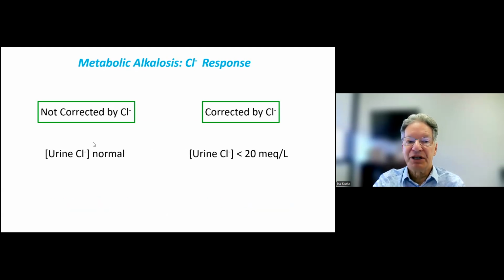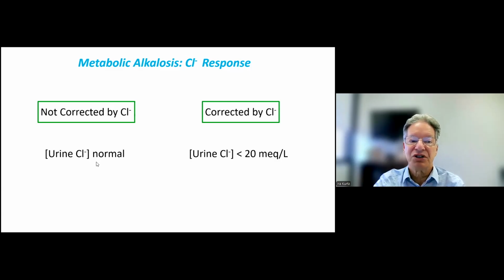We don't divide metabolic alkalosis up by anion gap. We divide it up by whether it'll be corrected by giving chloride-containing salts. And notice I said chloride-containing salts, not sodium chloride, because it's the chloride which is doing the correcting, not the cation. It's the chloride which is essential to reverse the acid-base disorder. And you could just give chloride and see what happens. But it was found that if you measure the urine chloride concentration prior to treating the patient, you can predict whether it will correct, whether you give chloride or not.